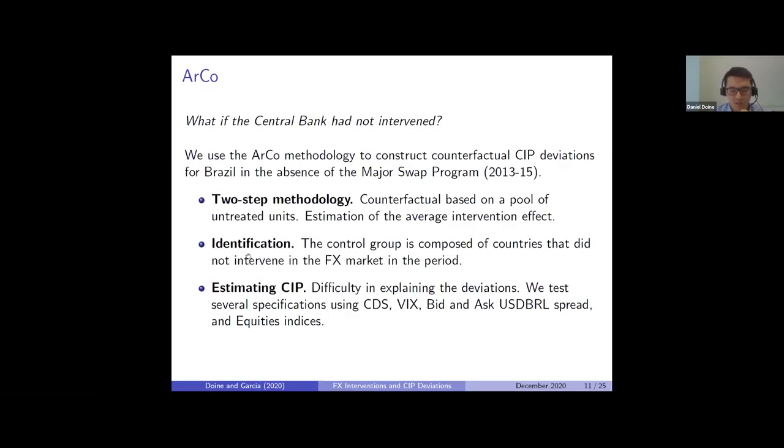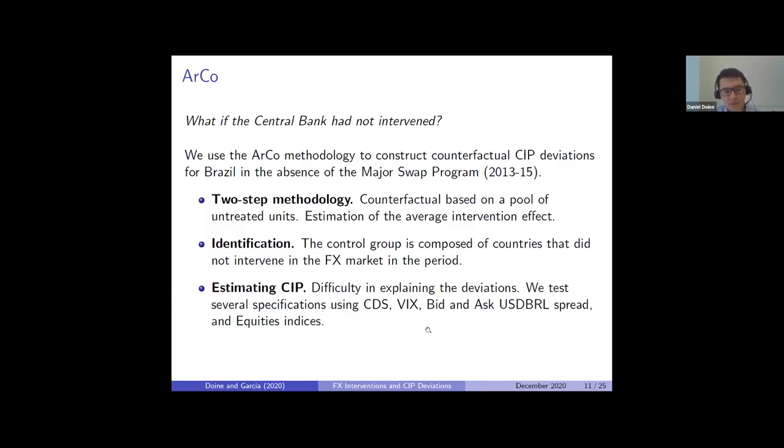For the identification, how we choose the countries that belong to the control group: countries that did not intervene in the FX market in the period. This is a hypothesis we have to consider, and it is kind of tricky because for some countries it is not clear when they do intervene in the FX market or not. And the other hypothesis that ARCO must hold is that the interventions in Brazil do not affect the CIP deviation of other countries, and we think this holds as Brazil is not a big economy in that sense, right?